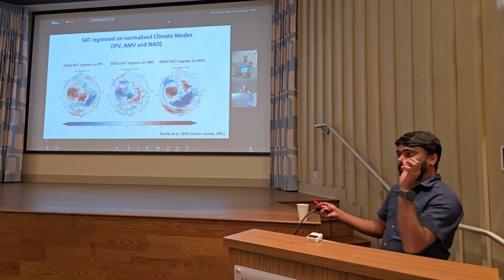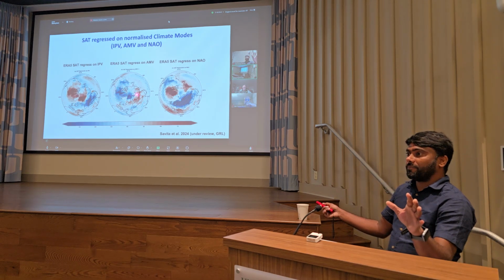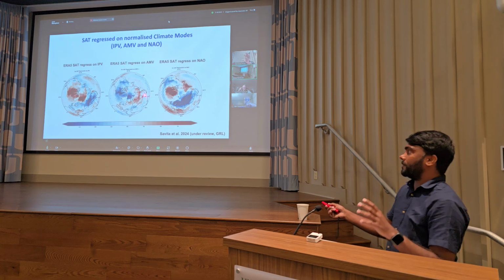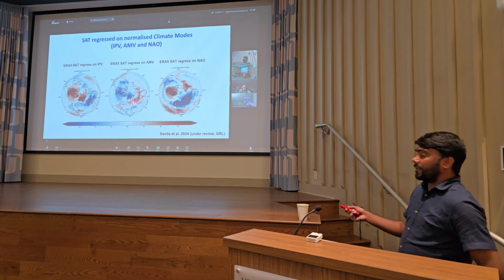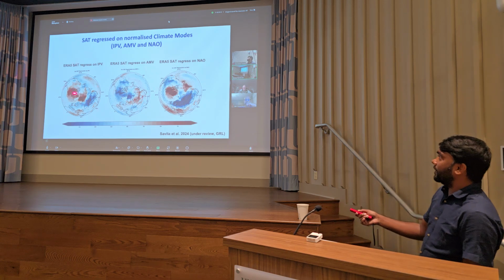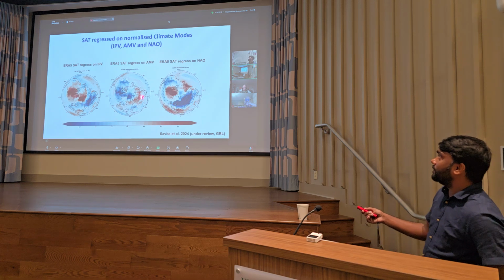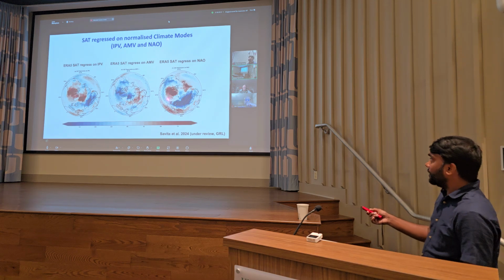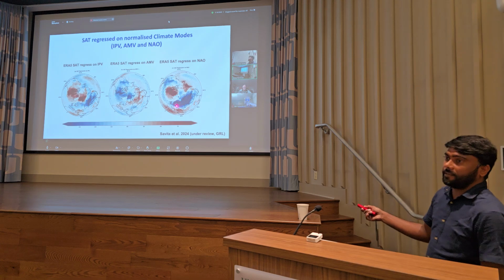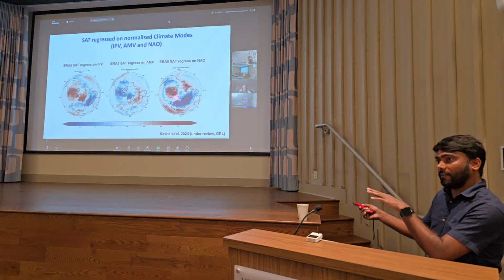We just take the index, regress it on the surface temperature: is there any teleconnection or not? It seems like yes, there is some impact from the IPV and NAO, but there is no impact from the AMB. Just to add here, I haven't filtered the data. This is the NAO, more interannual.